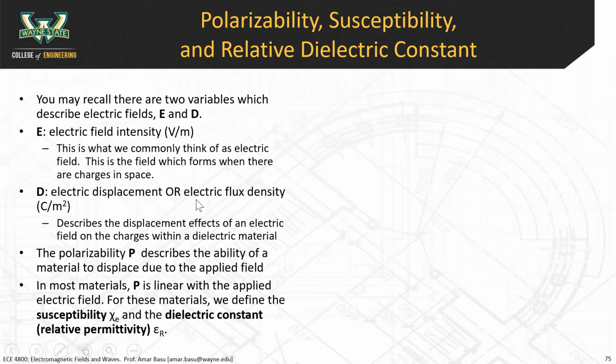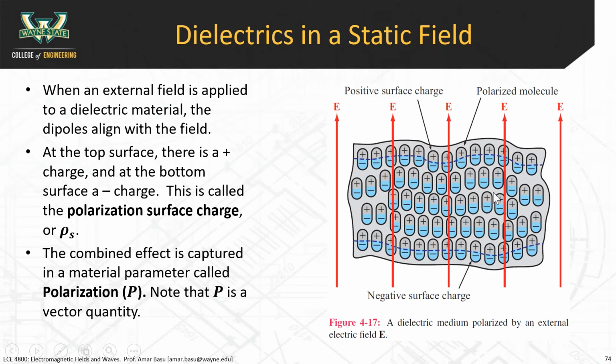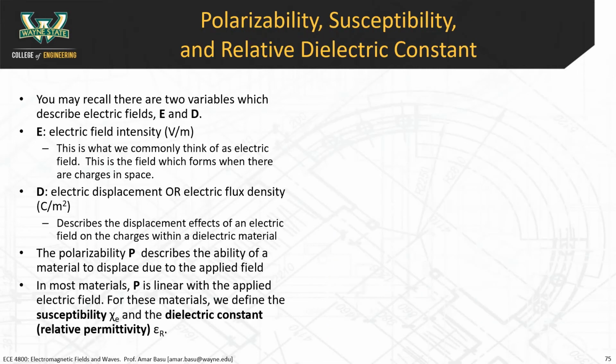Electrical displacement, or electric flux density, the units for this is coulombs per meter squared. You can think about it as kind of like a surface charge density. We said here that when you polarize the material, you start to get a surface charge on the top. And the units for surface charge, as you remember, is coulombs per meter squared. So this electric displacement also has units of coulombs per meter squared. That may help you intuitively remember the units for electric displacement here. And this D basically describes the displacement effects of an electric field on the charges within the dielectric material. There's another quantity P, which describes the ability of a material to displace due to the applied field.